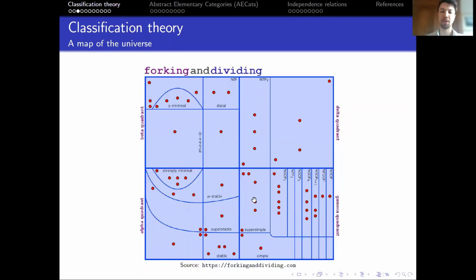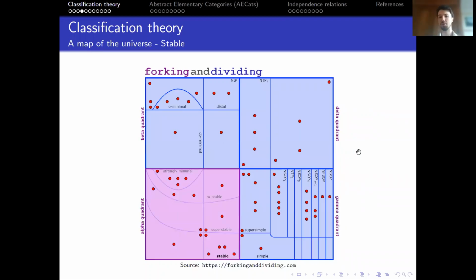And there's this really nice picture from the website forkingdividing.com by Gabriel Conant. And this is really a picture of this classification theory, if you will. So these different areas are the different classifications that we can give, and these red dots are the theories. So for example, this is the class of stable theories, and all these red dots in here are stable theories.